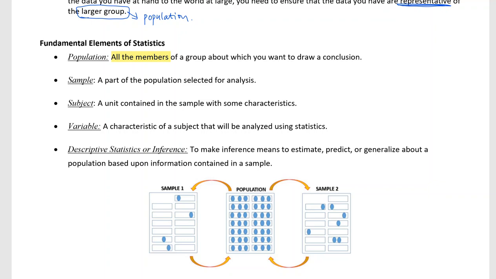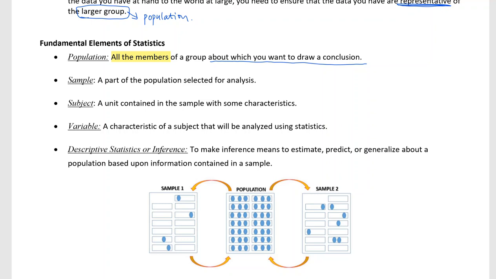All right, so what does that mean? If I want to make the conclusion about United States citizens, then your population will be all United States citizens. If you want to make a conclusion about just my class of 60 students, then the population will be the 60 students. Right? So you need to make sure about which group you want to draw a conclusion about. All right, so this is population.